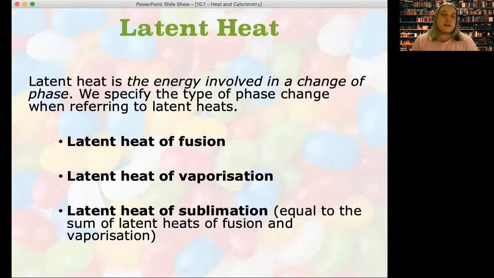The latent heat of sublimation, though, is always going to be equal to the heat of fusion plus the heat of vaporization, because essentially sublimation is just overcoming the bonds that would hold it as a solid and a liquid at the same time. So it's still the same total amount of energy required.